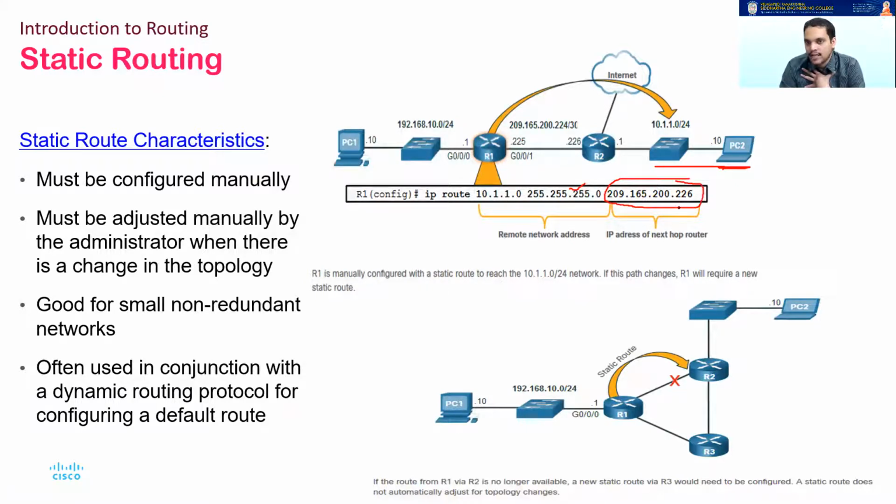What is this? This is the IP address of the interface to which R1 is connected to R2. I'm saying that in order to go here, forward the packets with the next hop address as .226. So this is a static route. How do I set it? I simply type in ip route. When I type in ip route, I'm setting up the static route. So this has to be configured manually by the administrator.